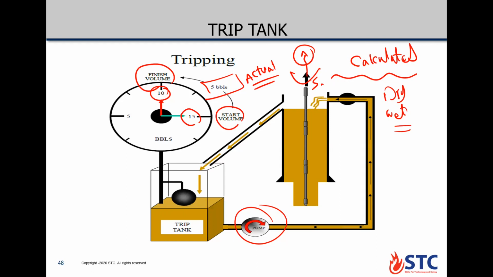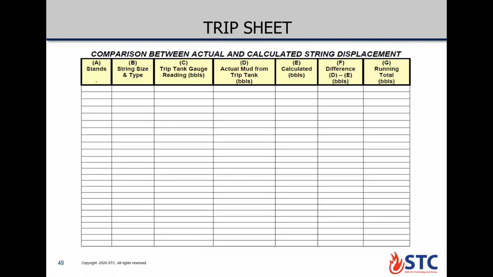You have swab. Here is the number of stands, then here the actual mud volume from the trip tank, and here the calculated volume based on wet or dry tripping. If no difference, it's okay. If there is a difference, you need to make a flow check. You have swab, okay? Flow check. If no flow, you need to run back to bottom and circulate bottoms up. If there is a flow, you need to shut in the well immediately without any delay.